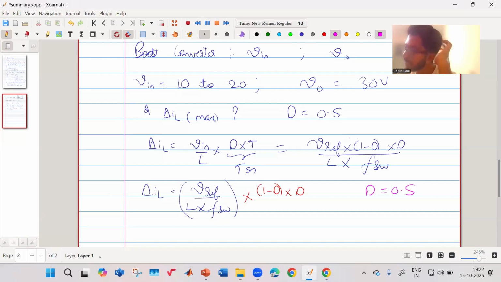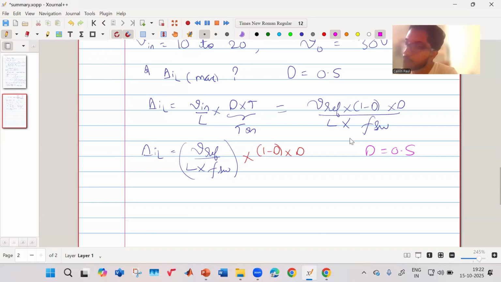Next, what are the questions you have? Your output voltage ripple for a boost is equal to minus I naught by C into your on time. So you neglect the sign. That will be V naught upon R C into D into T.